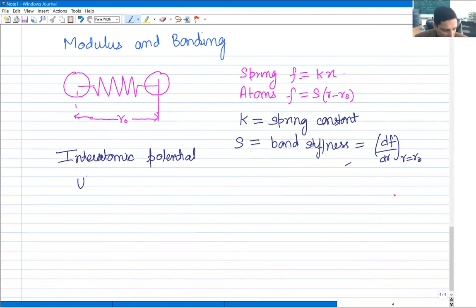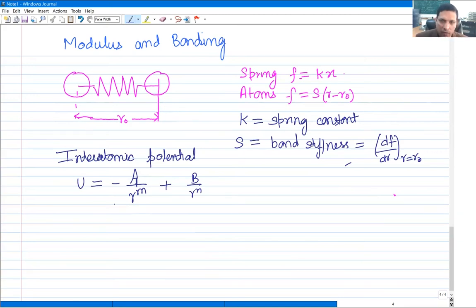So usually for metals and alloys, this is given by U equal to minus A by R to the power M plus B by R to the power N. You will see there is a negative term, and this U is the energy. So this is giving you the change in energy of a two atom system, where A and B are constants. The first term has a negative sign, which means that it is attractive. So the energy is decreasing when you bring them together. When your R becomes smaller and smaller, this becomes a large negative quantity, which means that total energy is decreasing.